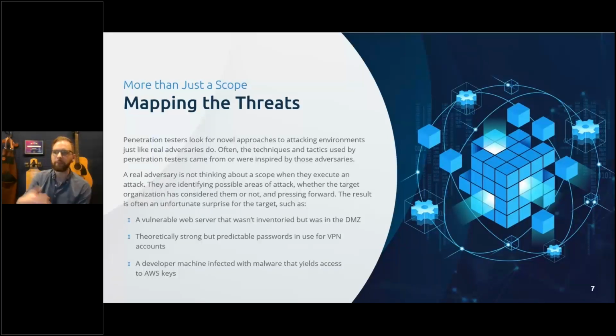So mapping the threats, understanding what your threat model is, who's actually going to go after you and where, is key.